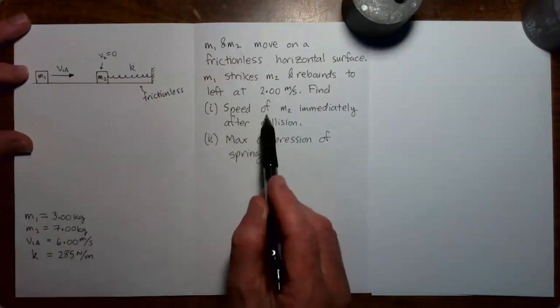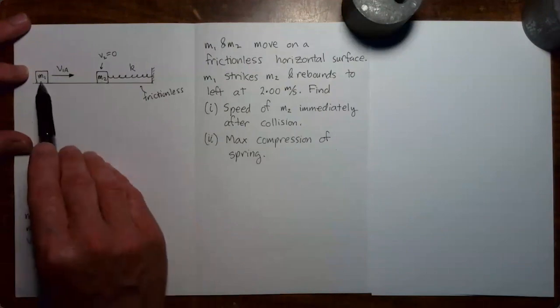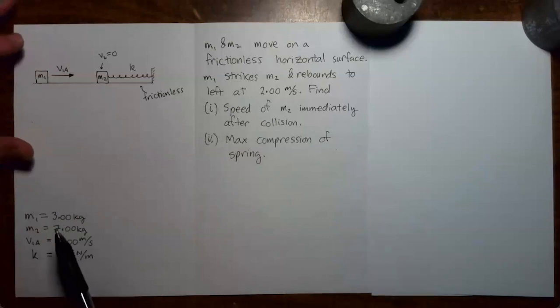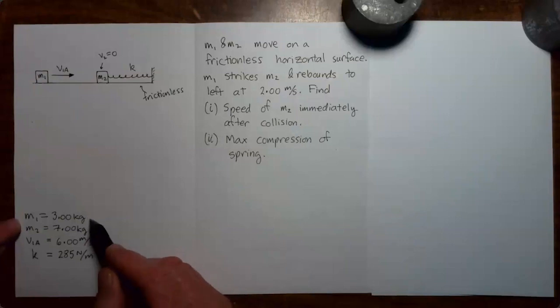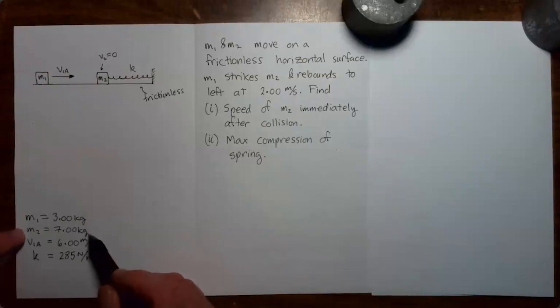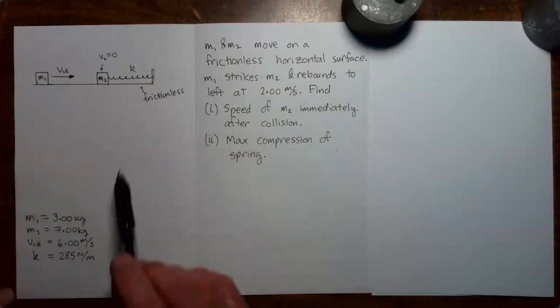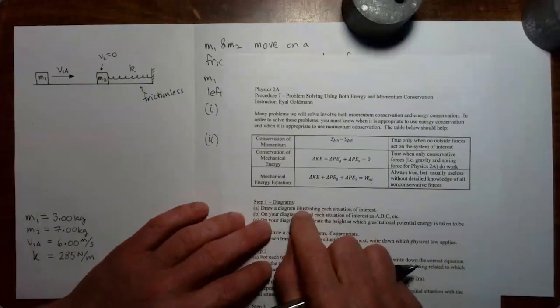And the problem is asking us, first of all, what is the velocity of mass 2 immediately after it collides with mass 1? And then what is the maximum compression of the spring as mass 2 moves to the right, thus compressing the spring? We are given the masses. Mass 1 is 3 kilograms. Mass 2 is 7 kilograms. The initial velocity of mass 1 is 6 meters per second. And then we are given the spring constant, which is 285 newtons per meter.